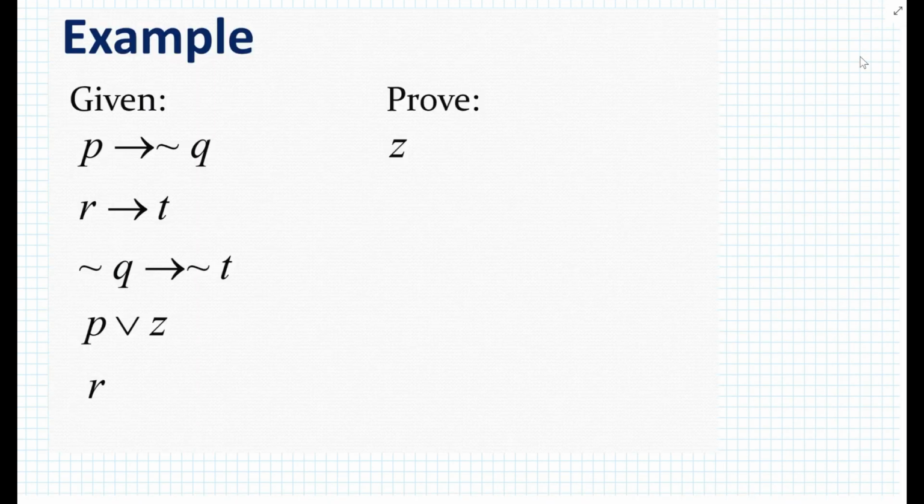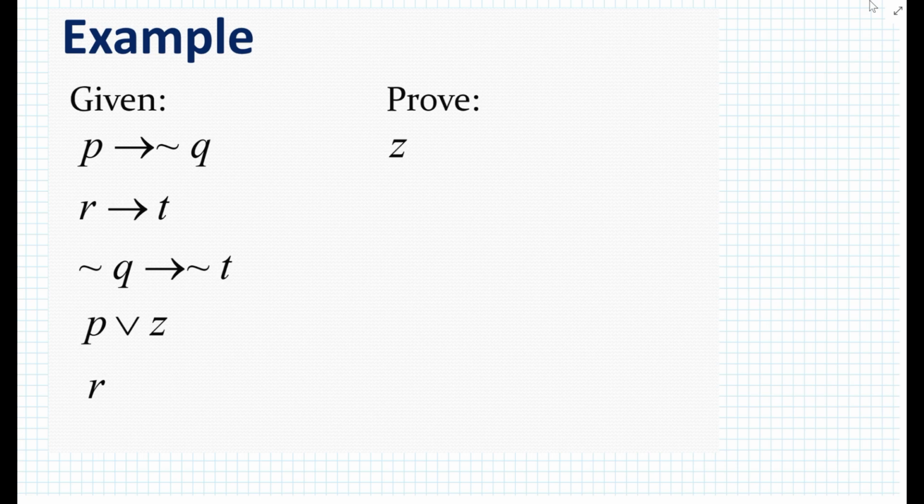Okay, so here's one final practice problem for you guys. So I'm not going to go over this problem. I'm just going to show you the problem first, and then I'll show you the answer. So what I want you to do is to please look at this, pause the video. Okay, look at the given, if P then not Q, if R then T, if not Q then not T, P or Z, R, those are all the given premises which are true. How do you prove Z is true? So go ahead and pause the video now, try it out, and then I'll give you the answer, okay?